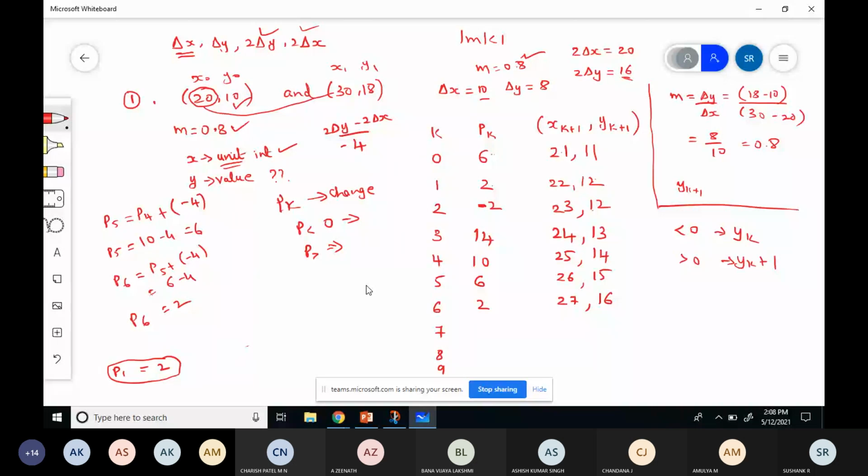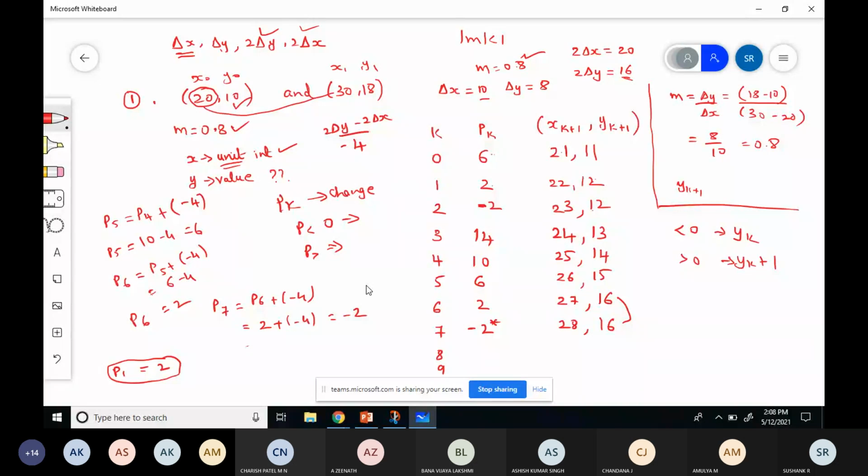So this point is also clear. Now p7 is equal to p6 plus minus 4. What is p6? 2. 2 plus minus 4 will be minus 2. So now p7 is minus 2. Now you be careful here. For x, add 1, less than 0. So copy this as it is, 28 comma 16.